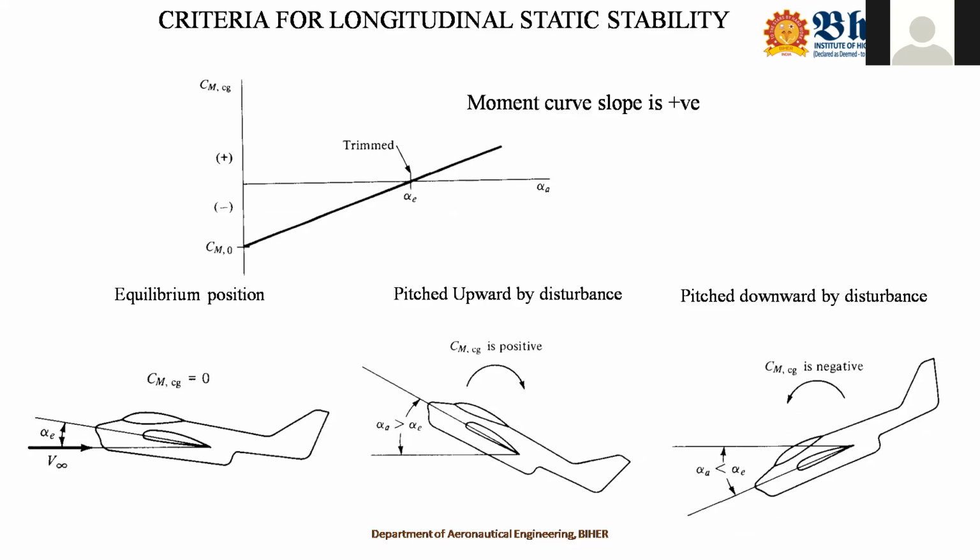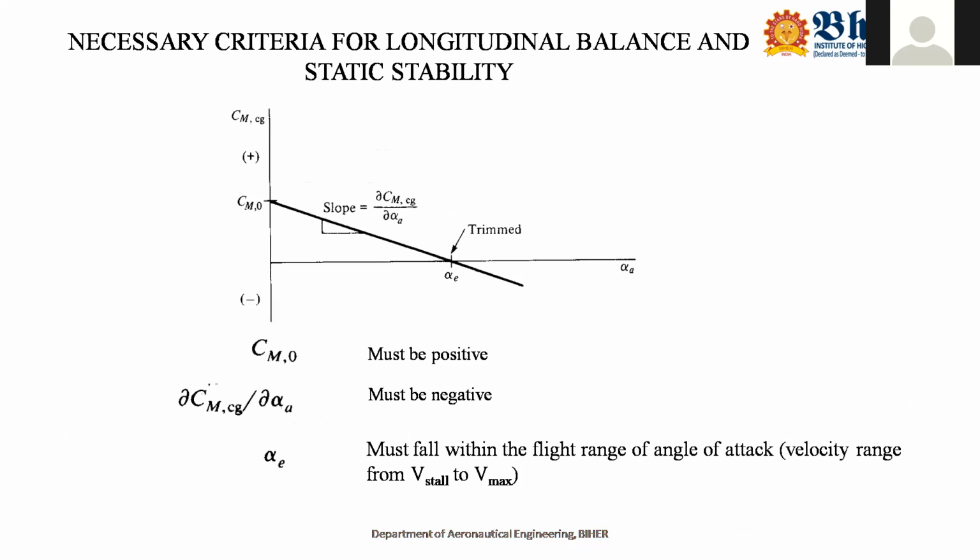That is unstable condition. So how about the criteria, the necessary conditions for longitudinal static stability? The first one is Cm naught should be positive and the slope dCmCG by d alpha A must be negative. It should be the lift curve slope, moment curve slope should be negative. And how about your alpha E? Yes. So if you need a balanced condition, then your alpha E should range between the maximum angle of attack and the minimum angle of attack. So like it should be with respect to the velocity.